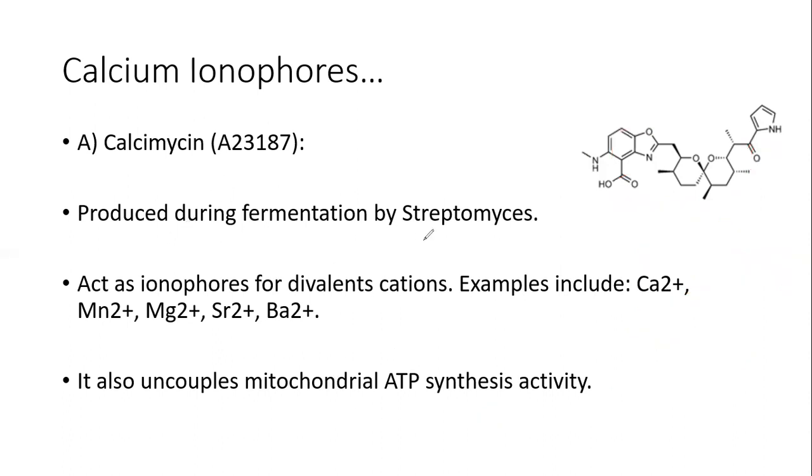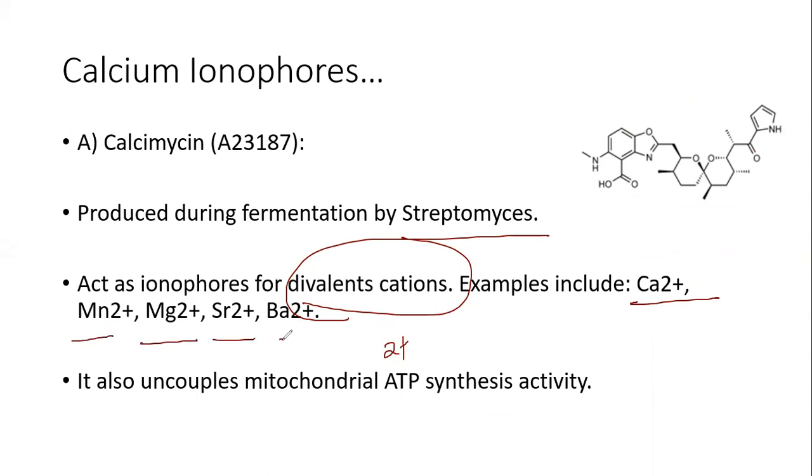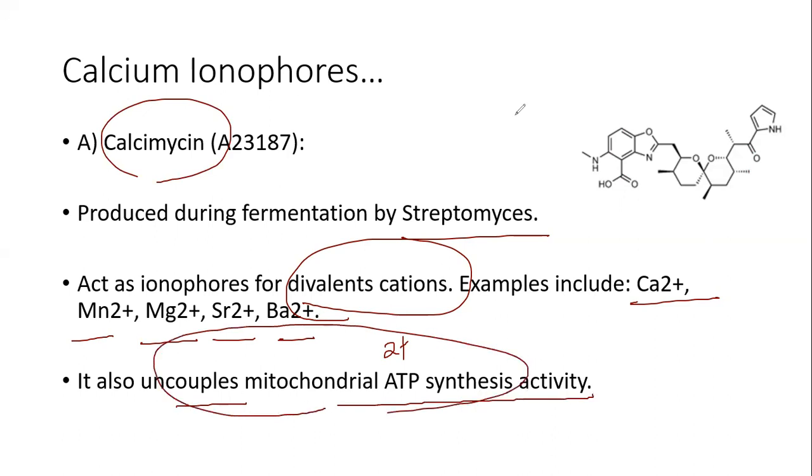So it is produced during the fermentation by the streptomyces. They act as ionophores for their divalent cations. जहाँ पे भी आपका 2+ रहेगा. Example, calcium 2+, Mn2+, Mg2+, strontium 2+, and barium 2+. Okay. So what it does is that calcimycin, it is uncoupling the mitochondrial ATP synthesis activity. So uncoupling the mitochondrial ATP synthesis means what?